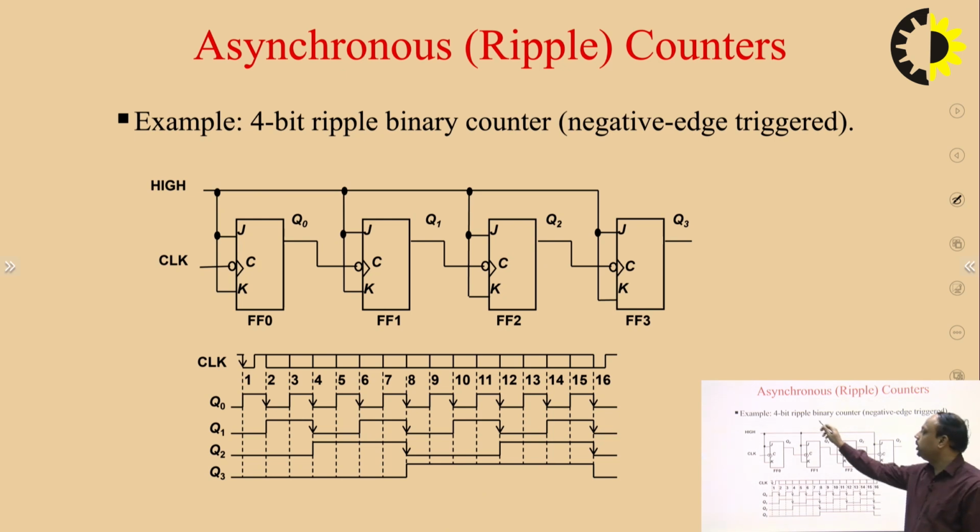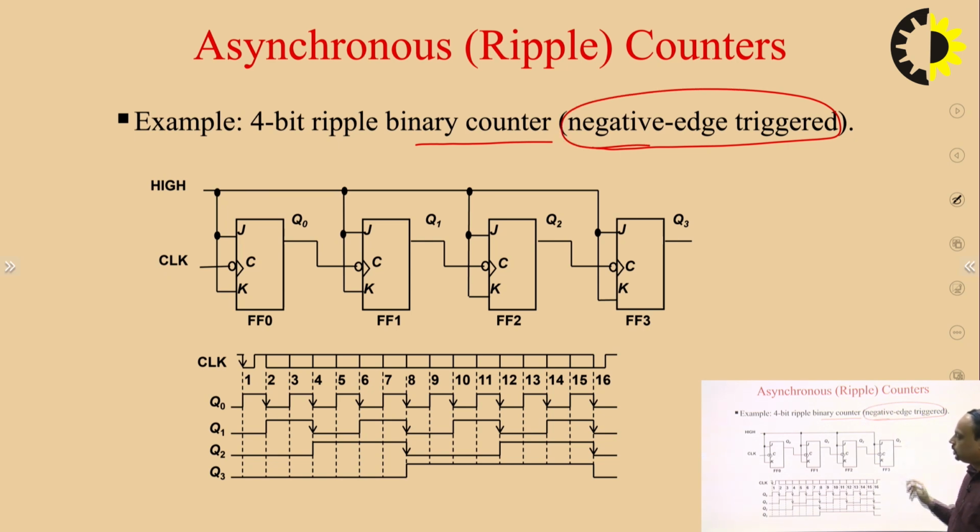This is a 4-bit ripple counter. This time negative edge triggering is used. As we can see, there is a bubble over here at the input of the clock pulse. This means that the clock pulse is negative edge triggered. So this time when the clock pulse goes from high to low, the triggering happens, otherwise triggering does not happen. For up counting, the clock pulse is not derived by Q0 bar, it is derived by Q0 only.